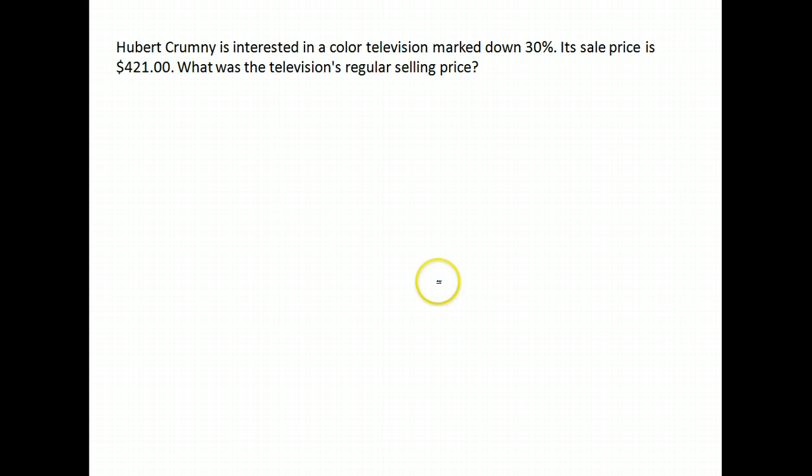All right, here's Hubert Crum. He's interested in a color television that has been marked down 30%. If its sale price is $421, what was the television's regular price? So let's take a look. How did we find those amounts? Okay, it's been marked down 30%.